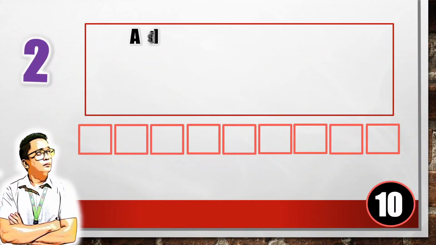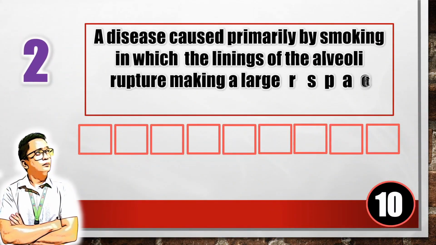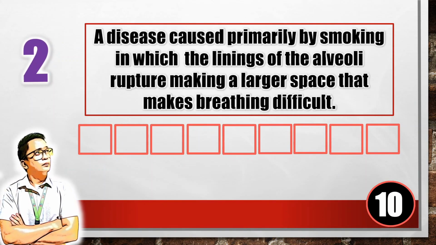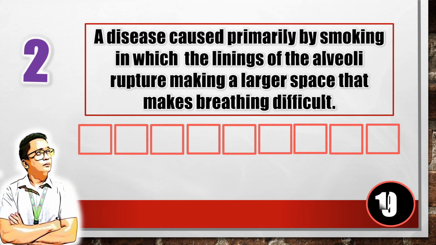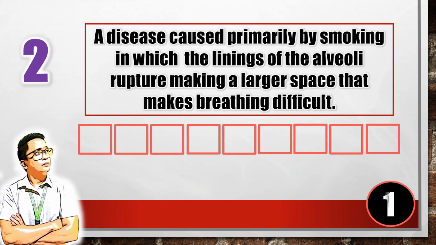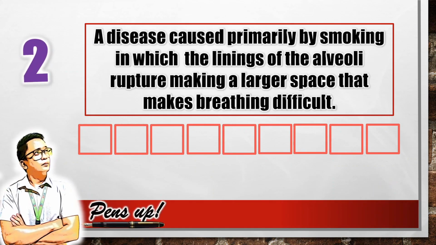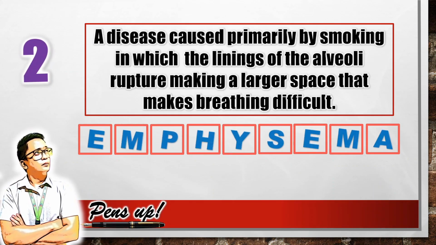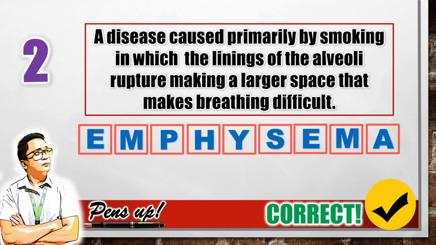Number 2. A disease caused primarily by smoking, in which the linings of the alveoli rupture, making a larger space that makes breathing difficult. Your timer starts now. Hands up. The correct answer is emphysema.